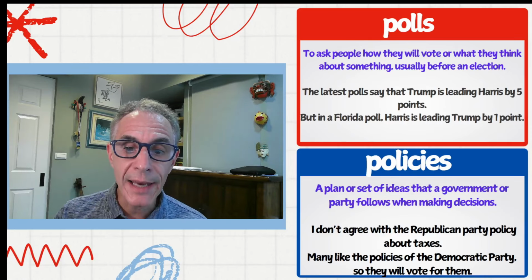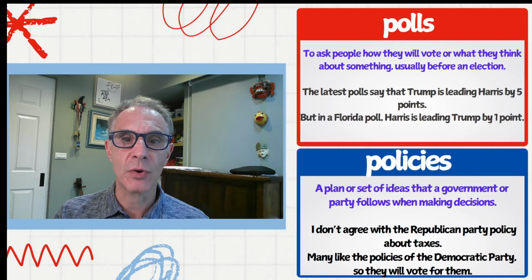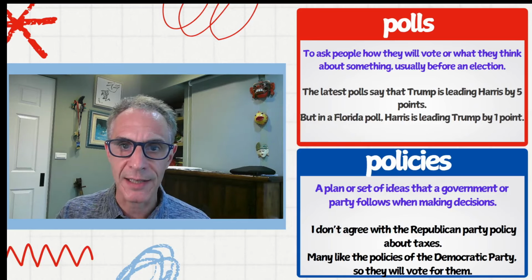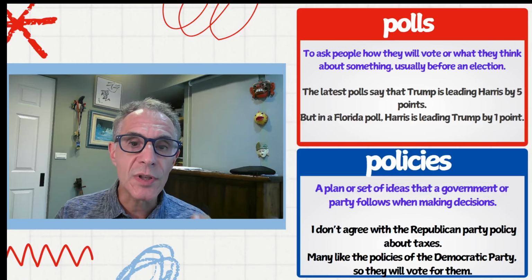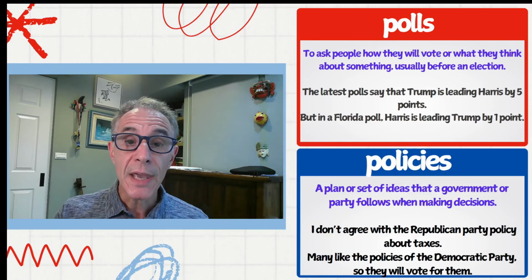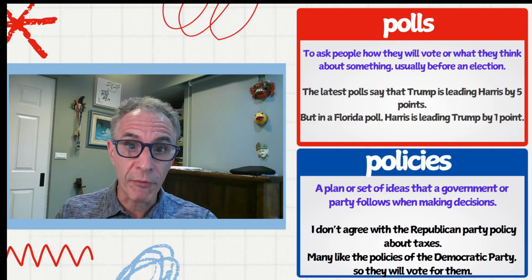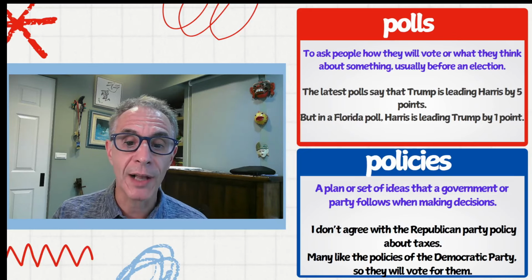Policies are the plans or ideas that a government party follows when making decisions. So the Democrats have policies and the Republicans have policies. Trump and Harris have policies, okay? Do you support those policies? If you support those policies, then you probably will vote for that candidate, right? All right, so the parties have policies.